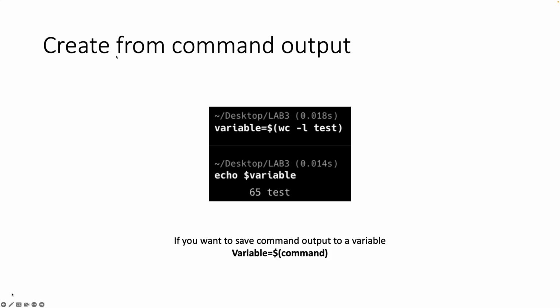We can create variable from command output just like this. Variable equal to $ sign and this parentheses followed by the command that we want. In this case, we use wc -l and we use file test. In test file, we will have 65 lines. So if we print out this variable, you can see you have 65 lines, and this one is the file name.